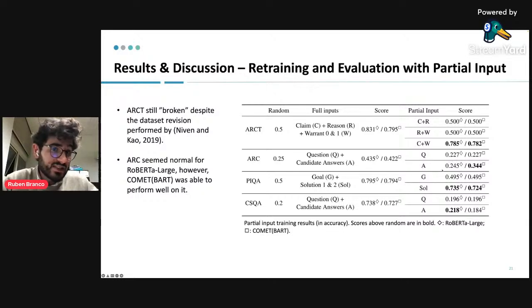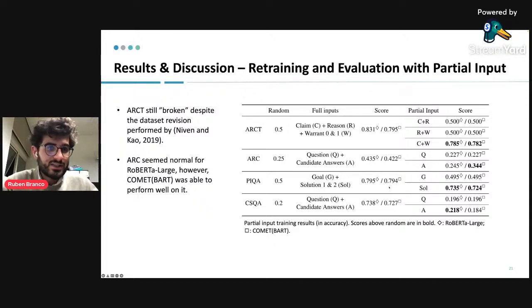The AI2 reasoning challenge seemed normal for RoBERTa Large, as you can see here. It's even below the random baseline. But BART was able to perform well on it by using a dataset that only has the answers. So think about this. The model is able to give correct answers to questions it has no idea about. It's the same as a professor giving you a test with just the answers and expecting you to know the questions these answers belong to, and you picking the correct answer. Yet the model can do this above the random baseline.